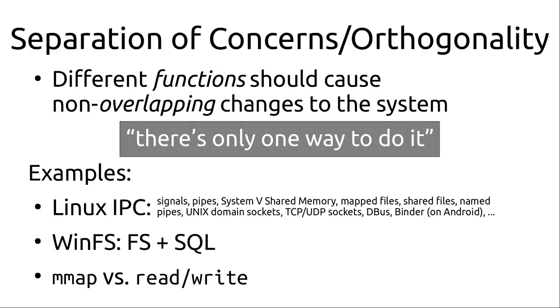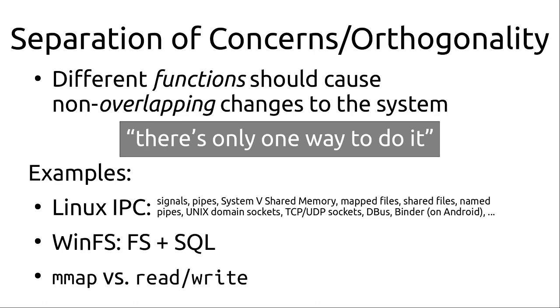Okay, what else? We also tend to focus on trying to implement APIs that abide by the separation of concerns or are orthogonal. For the purposes of our discussion here, these are the same thing. These are synonymous. So the separation of concerns and orthogonality, what do these have to do with? Different functions within your API should cause different non-overlapping changes to the state within that module, to the system, right? Now that's a very long-winded and complex way to essentially say there's only one way to do it.